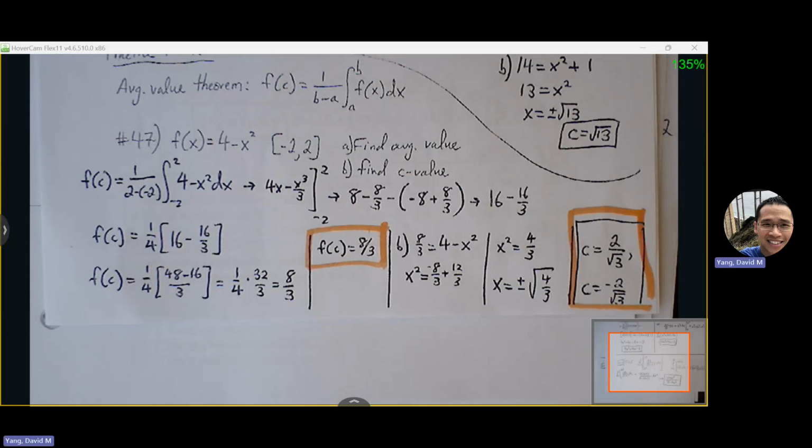Set up your formula first. Replace all your A's and B's with negative 2 and 2. Make sure that the bounds never get inserted into the integrand, right? We've got to take the time to do power rule before the bounds play a role in our problem.